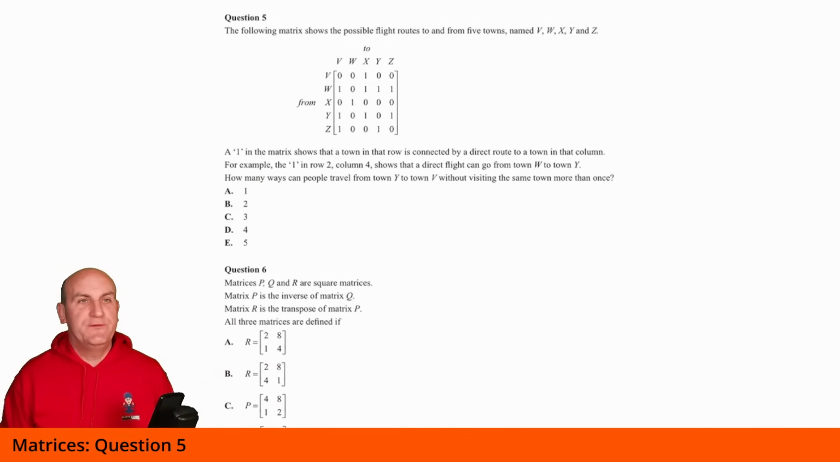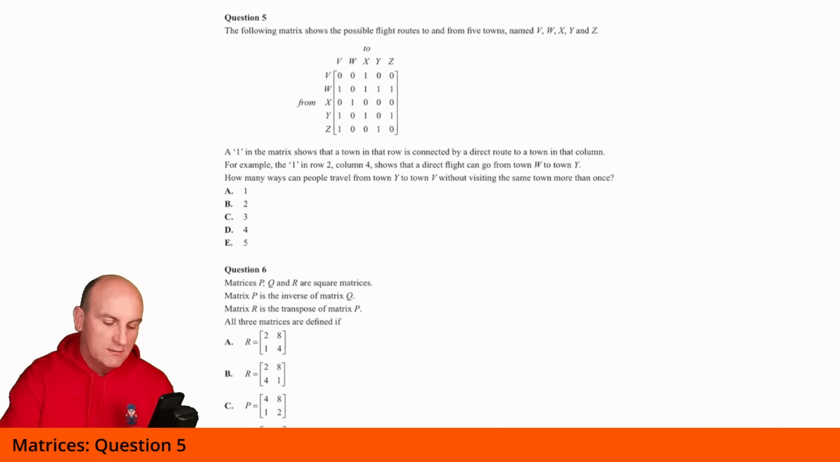Okay, now moving on to question 5. The following matrix shows the possible flight routes to and from 5 towns, named V, W, X, Y, and Z. A 1 in the matrix shows that a town in the row is connected by a direct route to a town in that column. For example, the 1 in row 2, column 4, shows that a direct flight can go right. How many ways can people travel from Y to V?